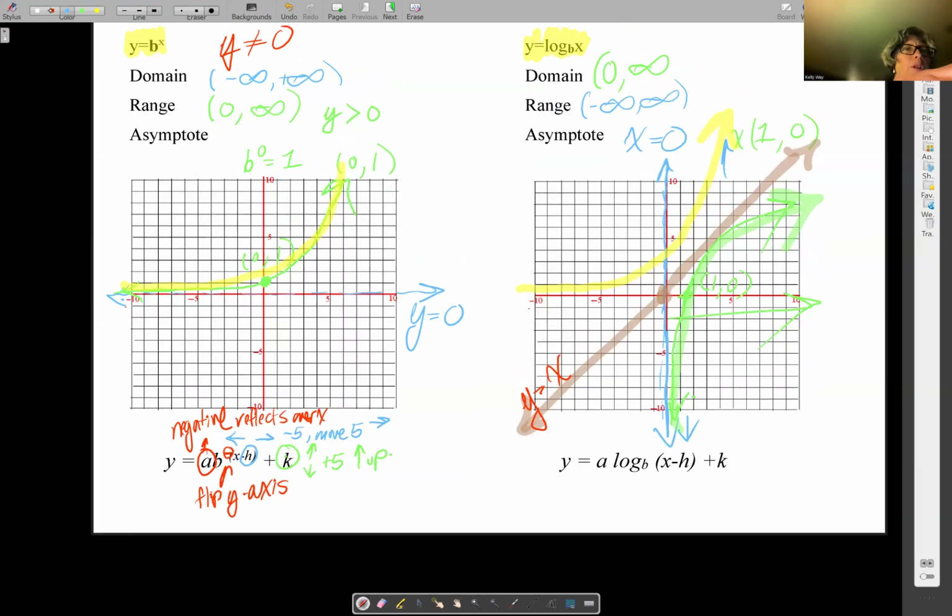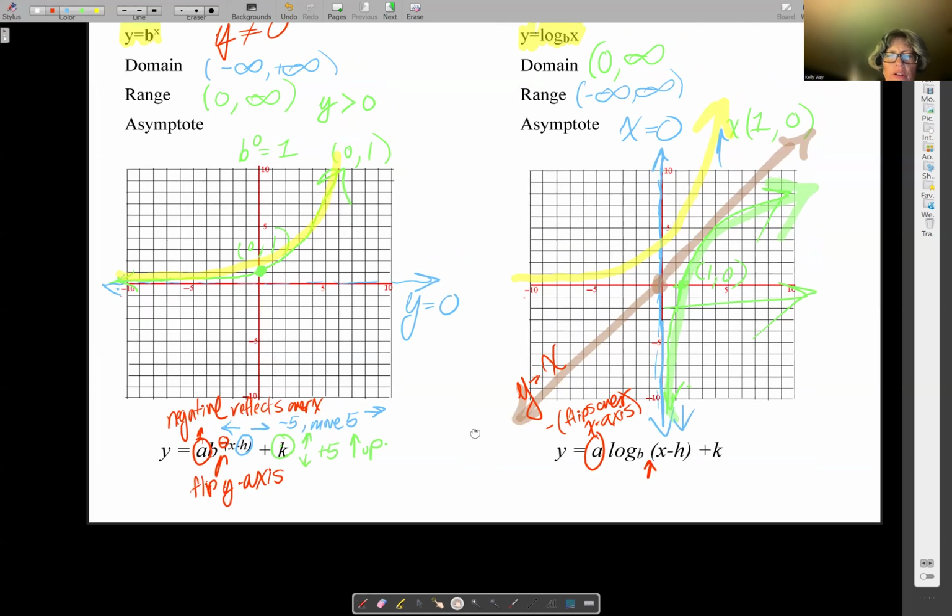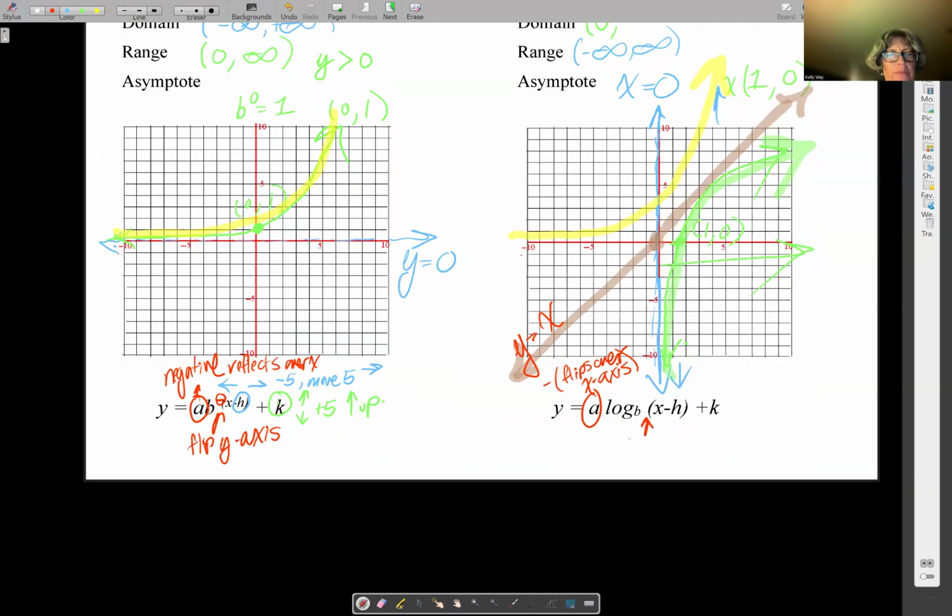And same rules kind of apply here. If this a is negative, it flips over the x-axis. If right before the function is negative, there was a negative here, it's going to flip over, reflect over the y-axis.